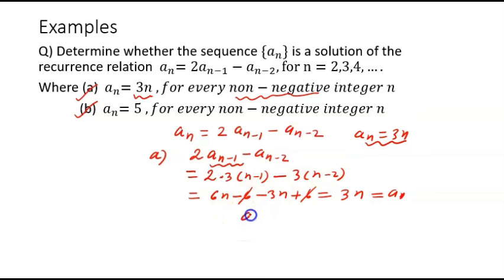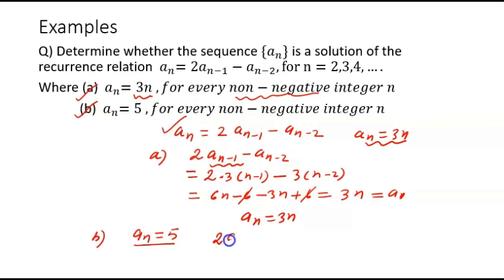So we noticed that an is equal to 3n is satisfying this relation. So that is why this can be considered to be a solution of this recurrence relation. Now let us look at the B part also. Here they are saying, what about if I take an is equal to 5. And this an is equal to 5 is true for every non-negative integer.